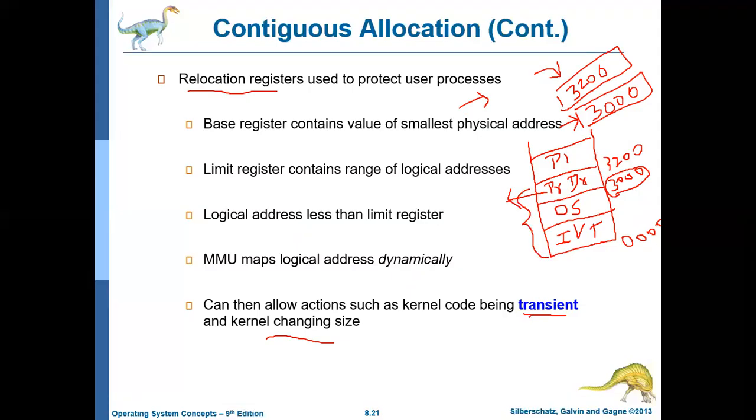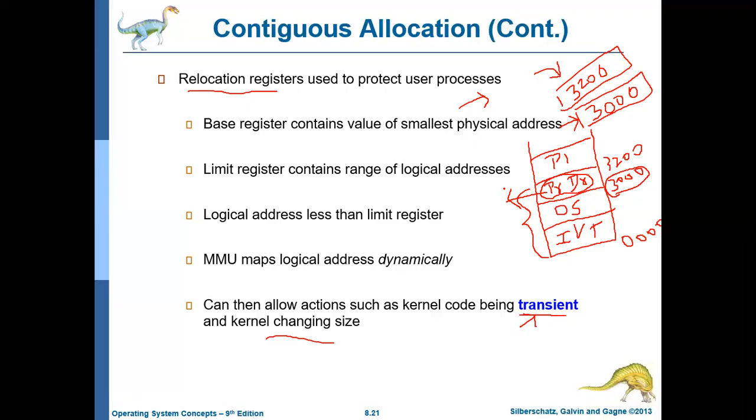Transient programs means the programs which will not stay in the memory permanently. They may come and go. This print driver is an example of a transient program. It may stay for some time and then it may leave. If it stays, then the operating system size will increase. If the operating system size increases, then accordingly the other processes' relocation register or base register content should be updated.